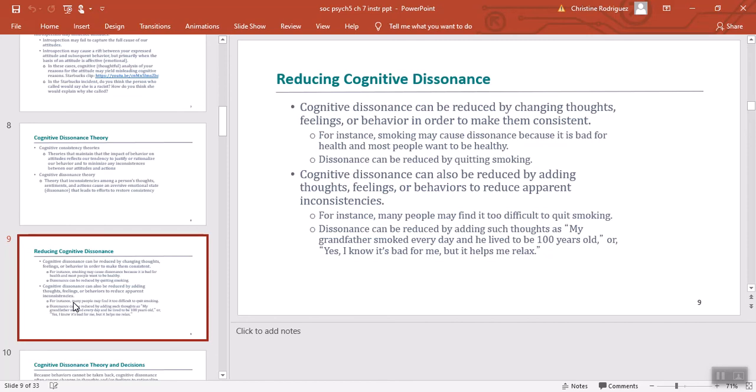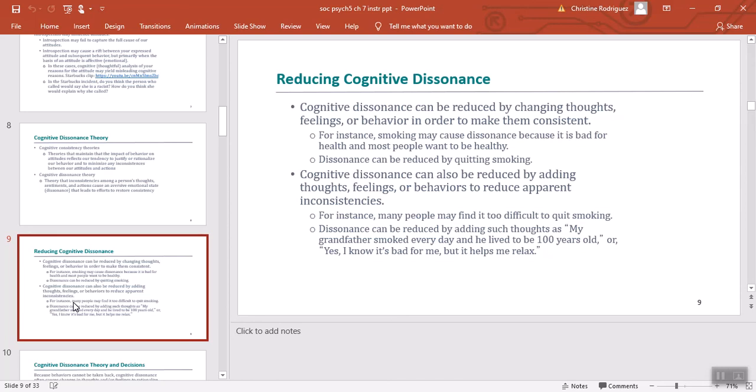Or, my mother-in-law, I told her, you should really quit smoking. And she said, yeah, I know, but hey, you're going to die, I'm going to die someday anyway. Her attitude is, well, I don't really care. I don't really care that smoking's bad for me. Why? Because she doesn't want to change the behavior.